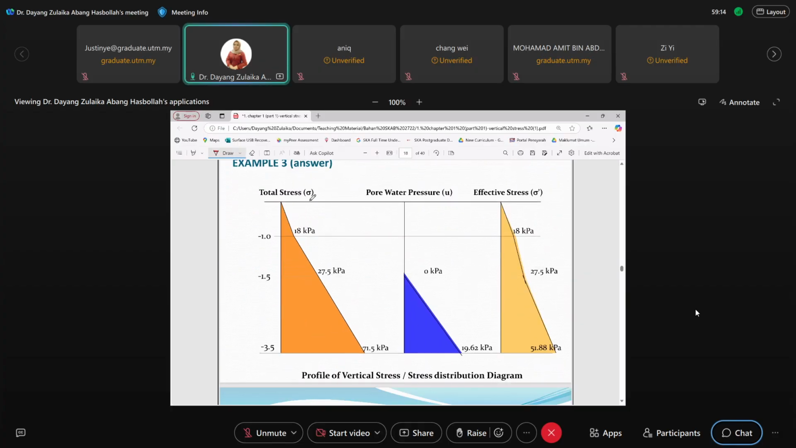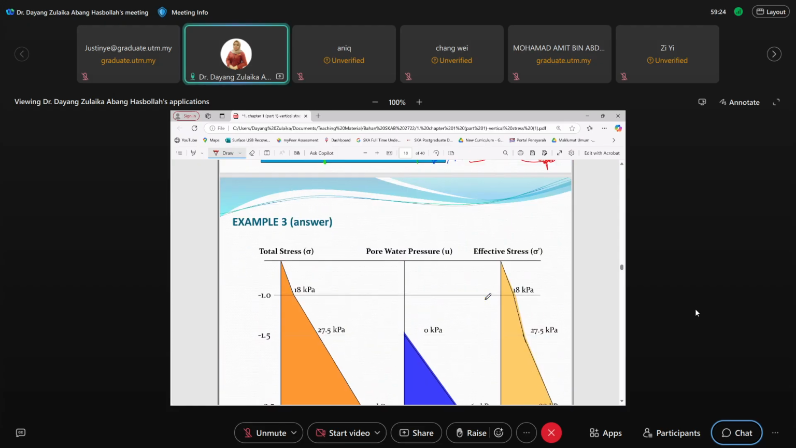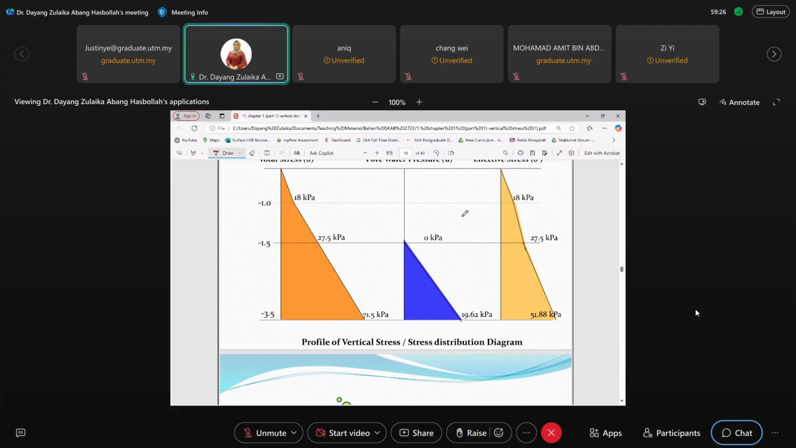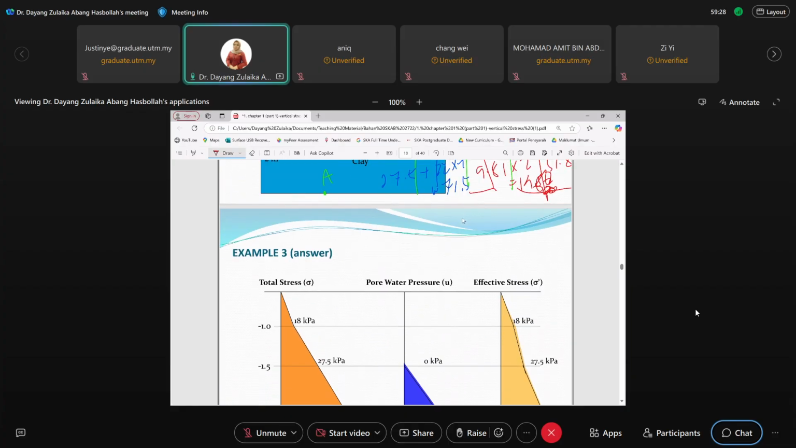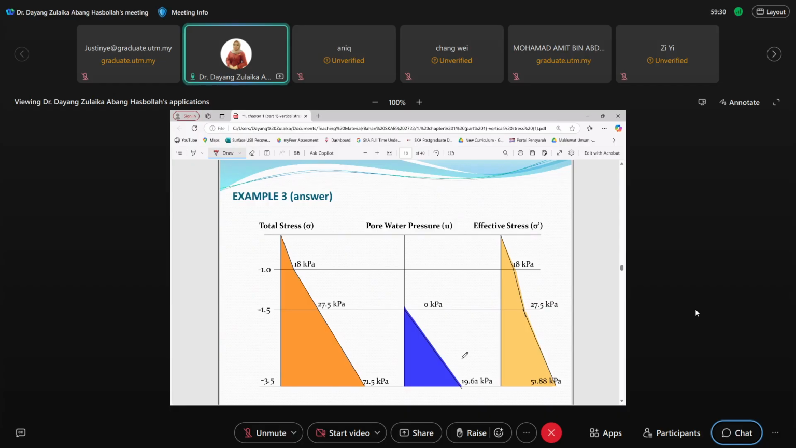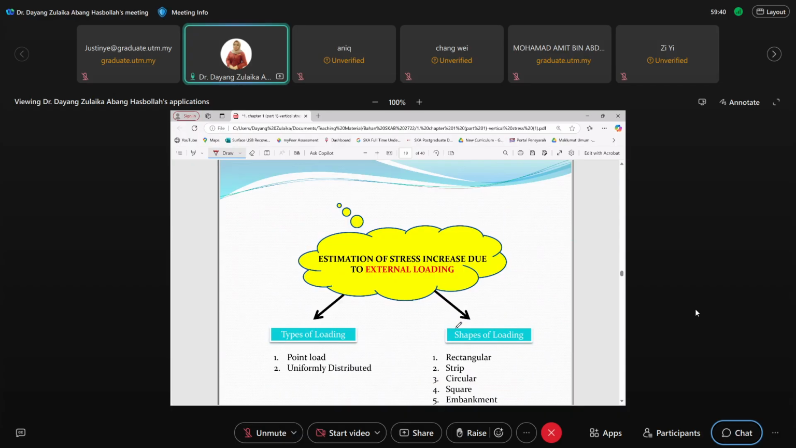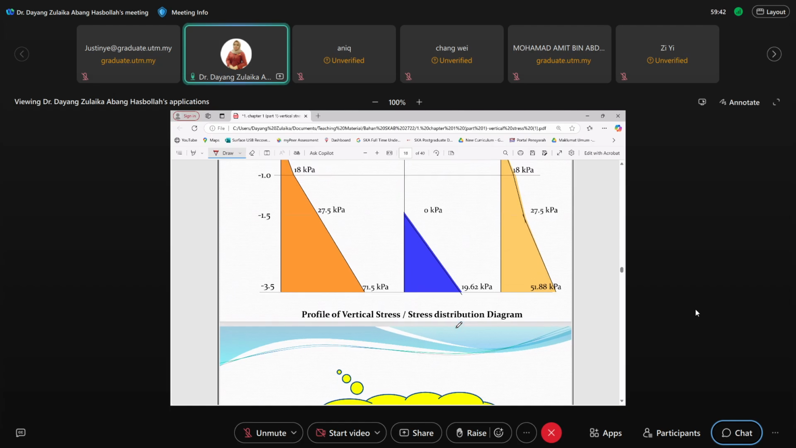This is your stress distribution diagram. 51.88 kPa. So why is our answer here the same? Because as you can see, they are using 9.81 for the unit weight of water. Alright, can you understand?